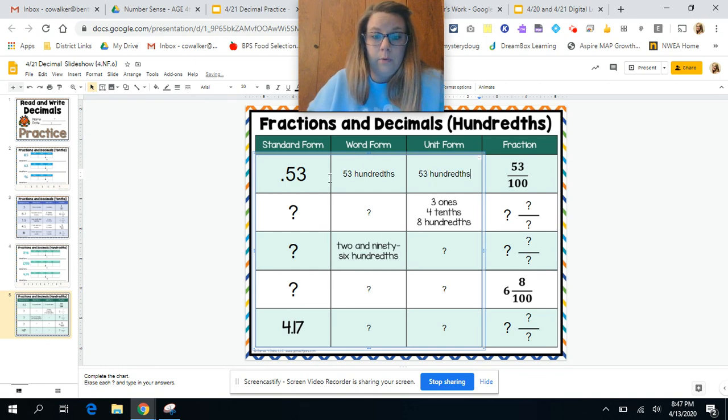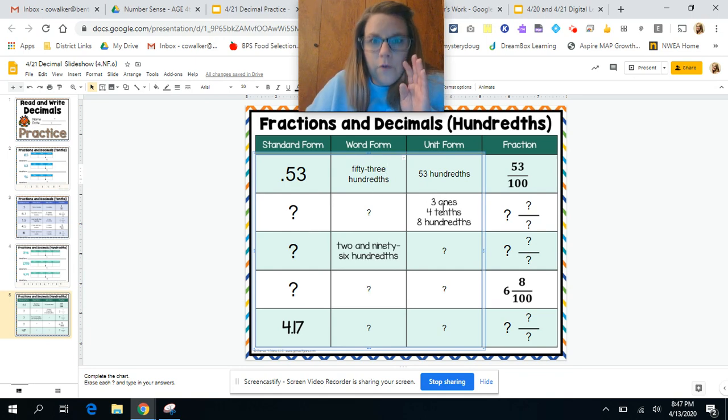So you can see that we're saying the exact same thing in all 4 columns for this number. It's just written a little differently. It's written in word form, and it's written in unit form. Sorry, 53 hundredths. And then we did it in unit form. So now let's go to the next row.